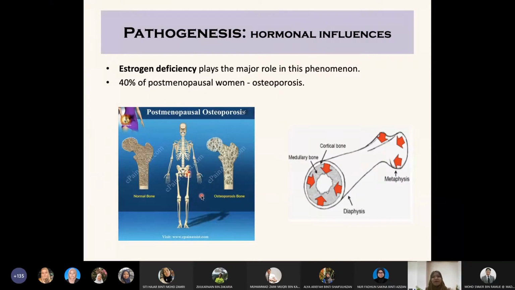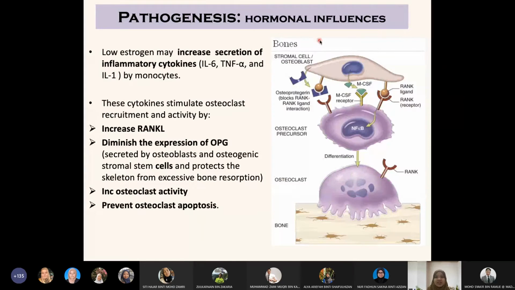Number two, how do hormones influence the pathogenesis of osteoporosis? So postmenopausal women will have estrogen deficiency, right? Around 40% of postmenopausal women would have osteoporosis. Okay, how does it occur? First of all, you have to know this diagram is also from your Robbins. This diagram is showing how osteoclast is formed.